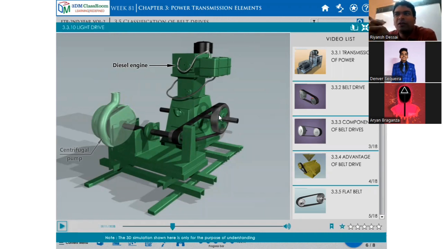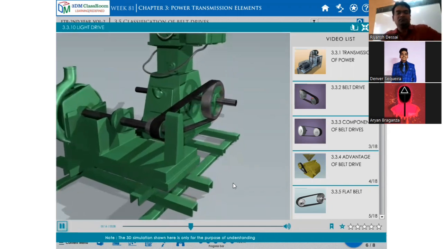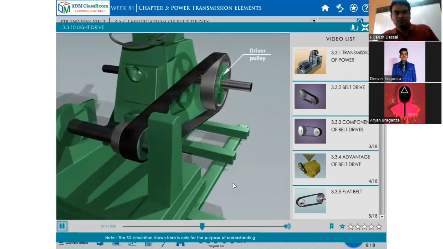Your bicycle, what is the drive over there? Pedal. That is a manual drive. Where you put the pedal, that is the driver pulley. In a chain drive, that pulley becomes a sprocket: driver sprocket, driven sprocket, and the chain transfers the motion. The logic is the same. Centrifugal pump: driver pulley, driven pulley, flat belt.